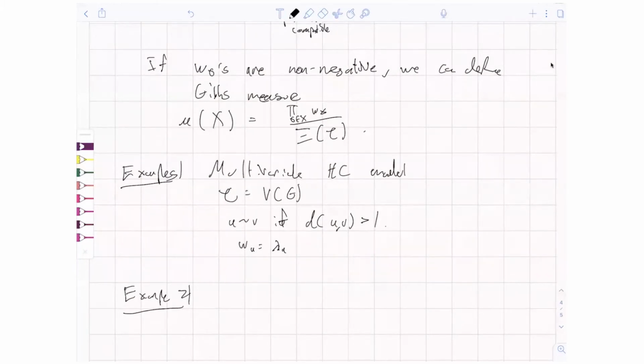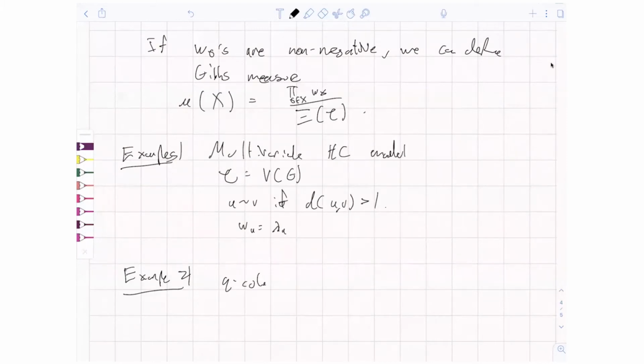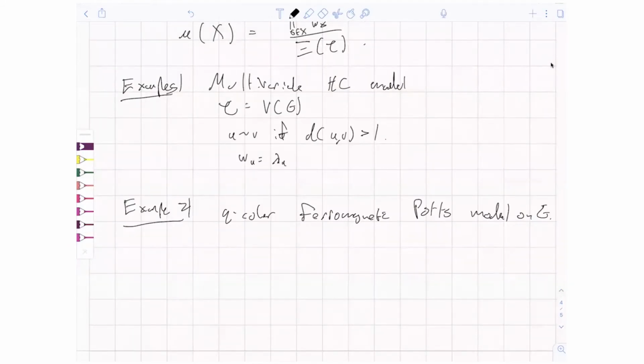So let's look at the Q-color ferromagnetic Potts model on a graph G. Recall the Potts model: the configurations are colorings of the vertices by Q colors. The partition function of this model depends on Q and beta. It's the sum over all colorings of the vertices of e to the beta times m of G sigma, where m of G sigma is the number of monochromatic edges.